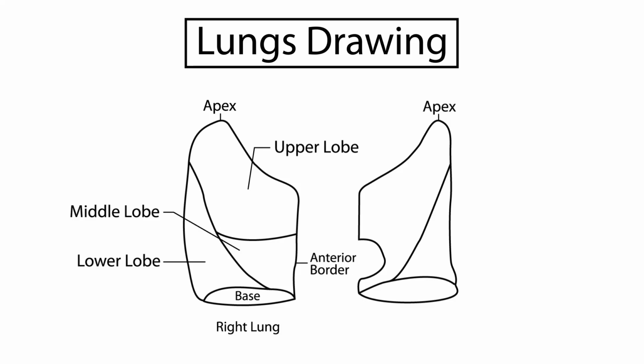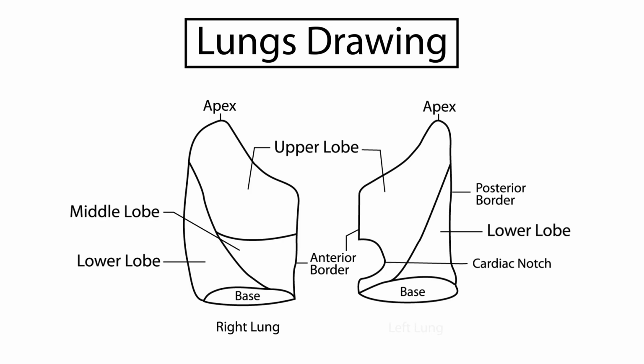Again, this is the apex, this is the anterior border, this is the posterior border, this is the base, and this is the upper lobe and this is the lower lobe. This is the cardiac notch. This is the left lung. So in this way we will draw the lung. So thank you everyone.